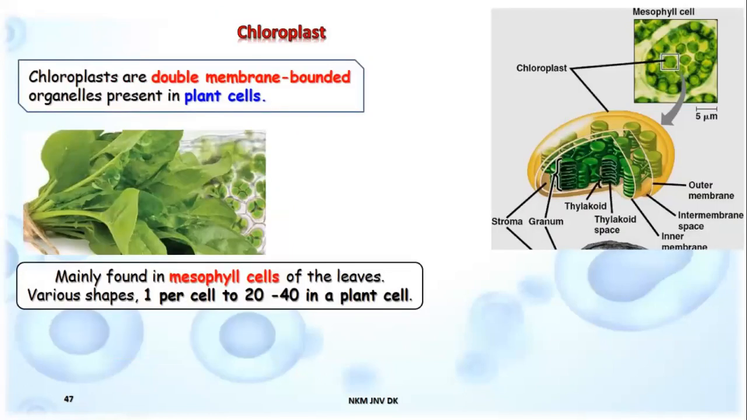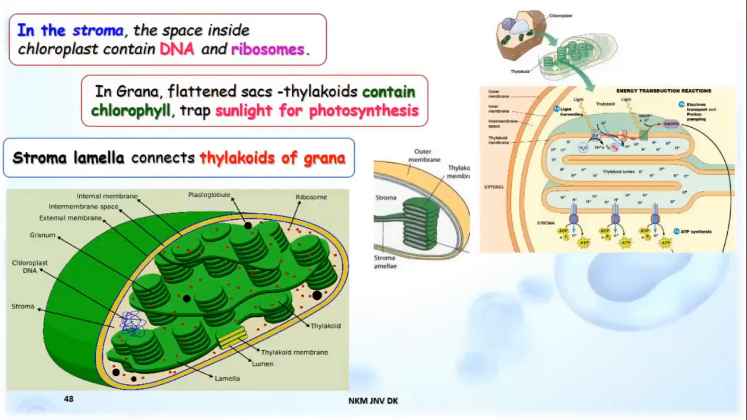Chloroplasts are double membrane bound organelles present in plant cells, mainly in the mesophyll cells of the leaves, and they have various shapes, from one per cell to 20 to 40 in the plant cell. The stroma, the space inside the chloroplast, contains DNA, RNA, and ribosomes. The grana are flattened sacs, the thylakoids, which contain chlorophyll and trap sunlight for photosynthesis. Stroma lamellae connect the thylakoids of the grana.